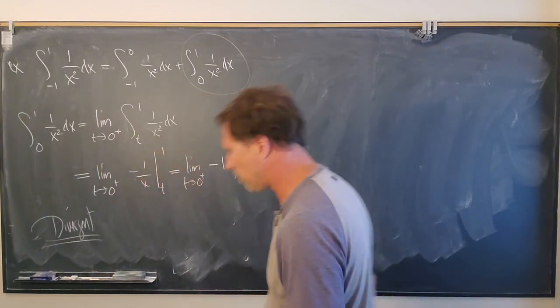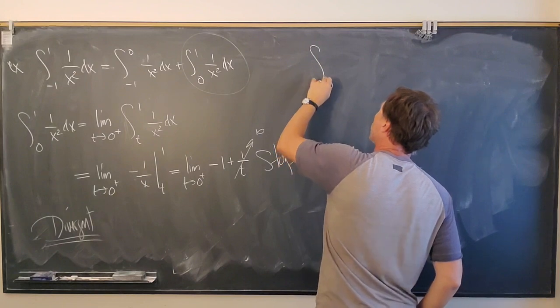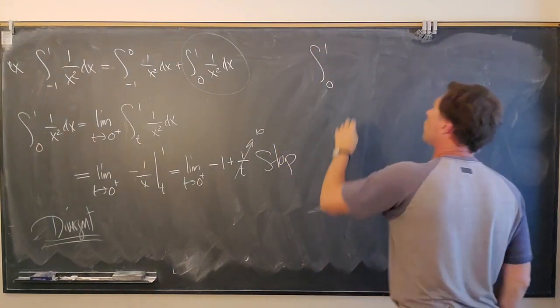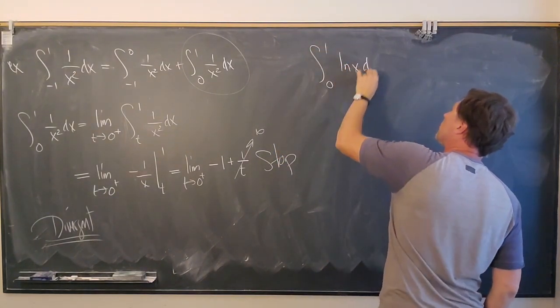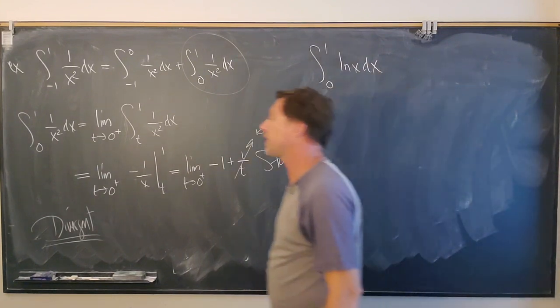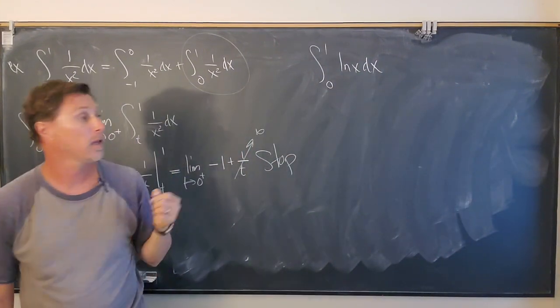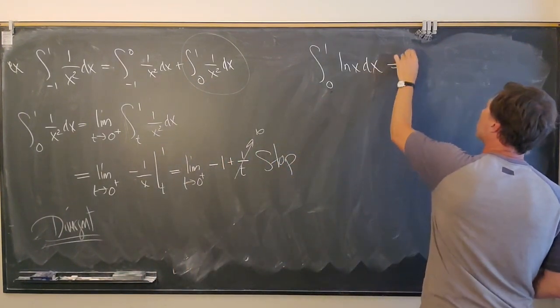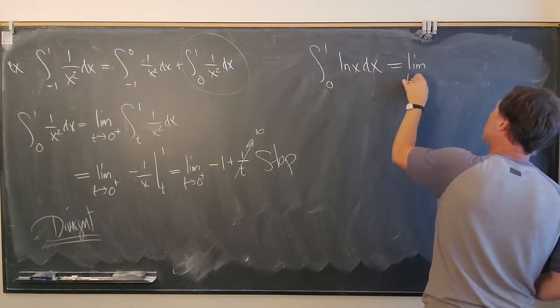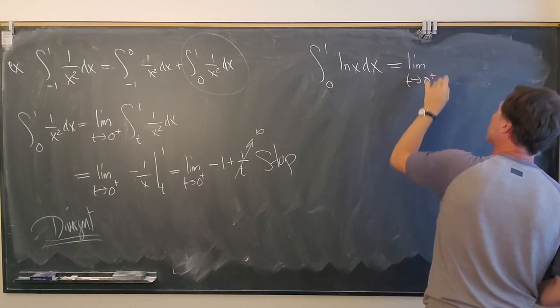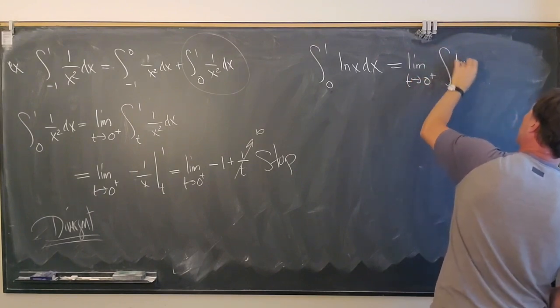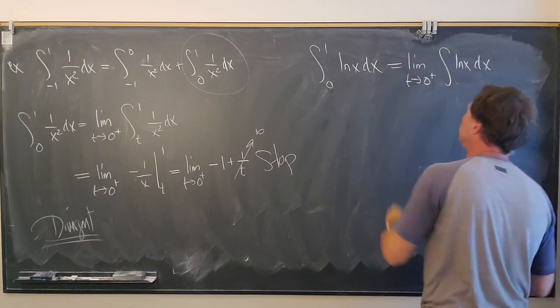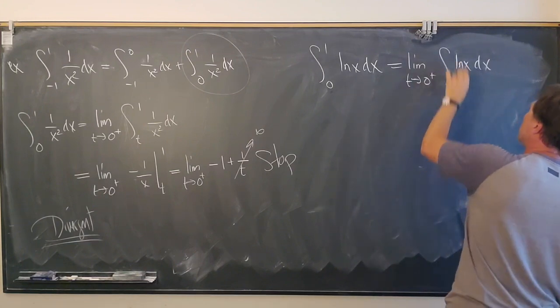Okay, one more example. The integral from 0 to 1 of natural log of x dx. This is improper because natural log has a vertical asymptote at 0. So I need to rewrite this as the limit as t approaches 0 from the positive side of the integral of natural log of x dx, and we're going from t to 1.